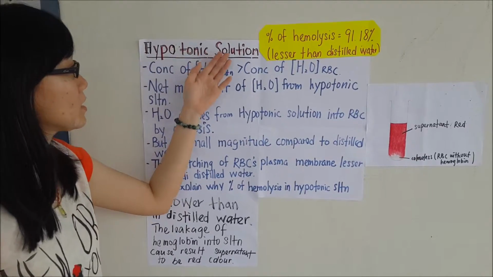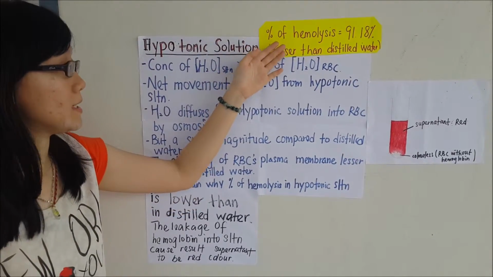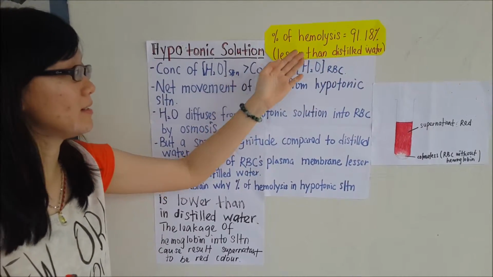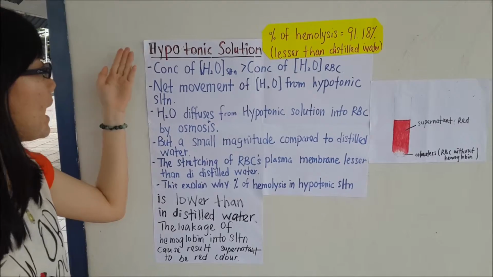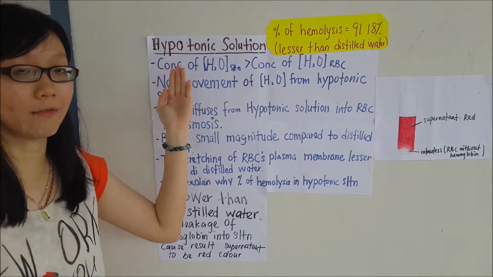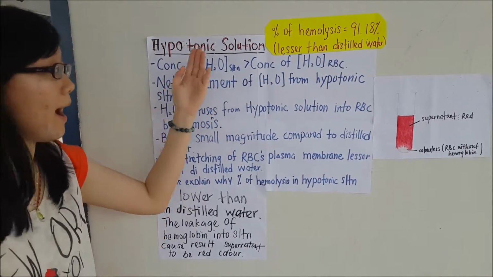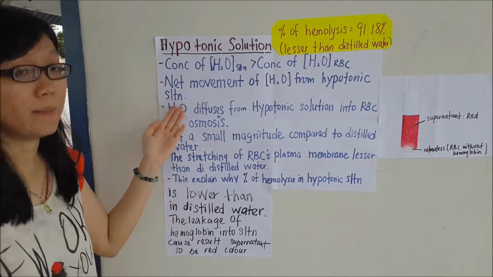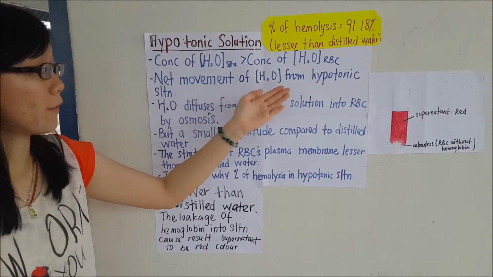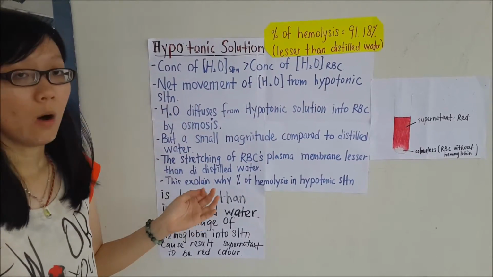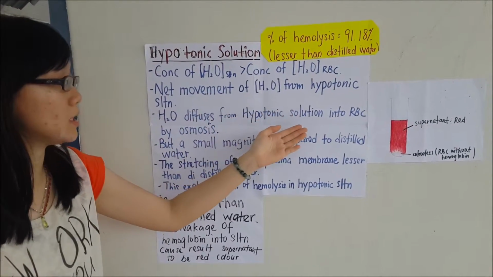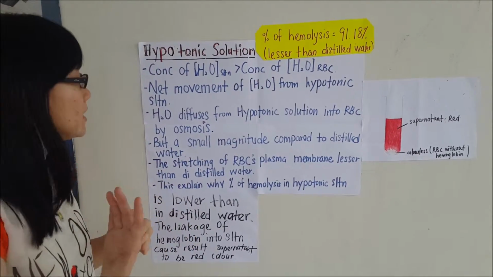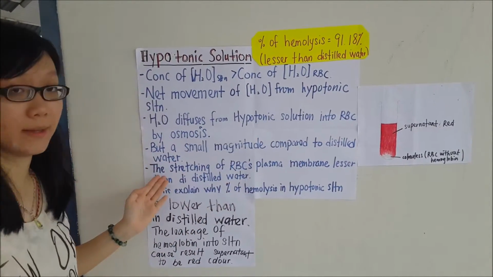For the hypotonic solution, the percentage of hemolysis of our red blood cells is 91.18%, which is lower than the distilled water. In the hypotonic solution, the concentration of water molecules in the solution is higher than the concentration of water molecules in the red blood cells. Water diffuses from the hypotonic solution into our red blood cells by osmosis, but at a smaller magnitude compared to distilled water.